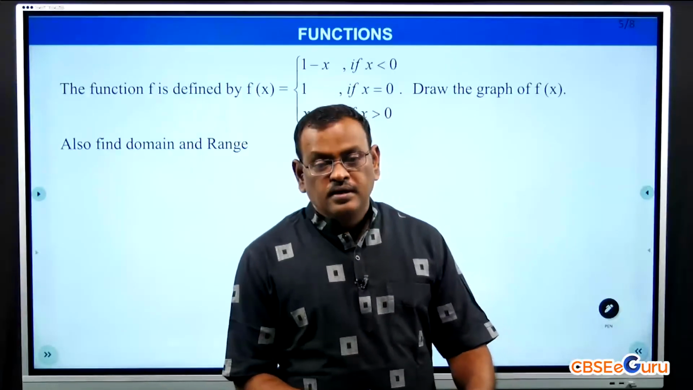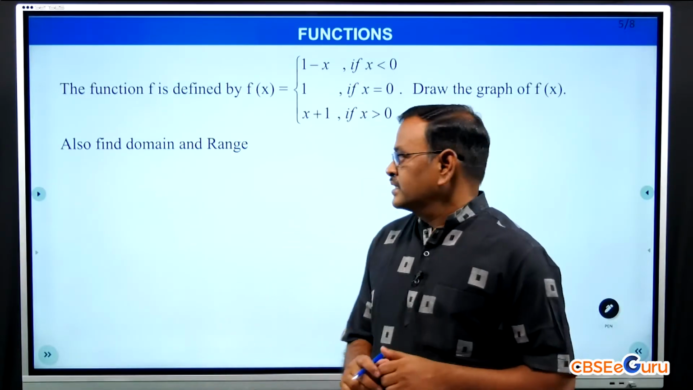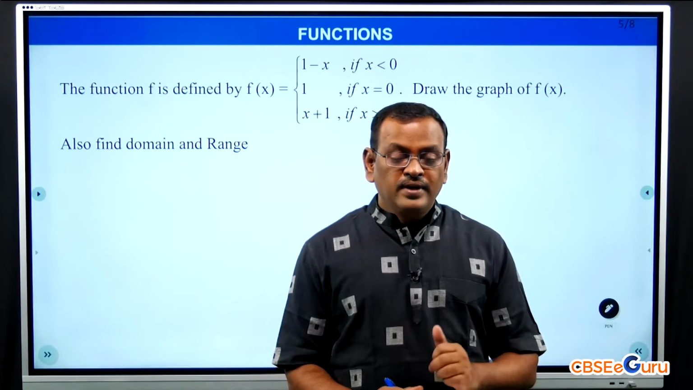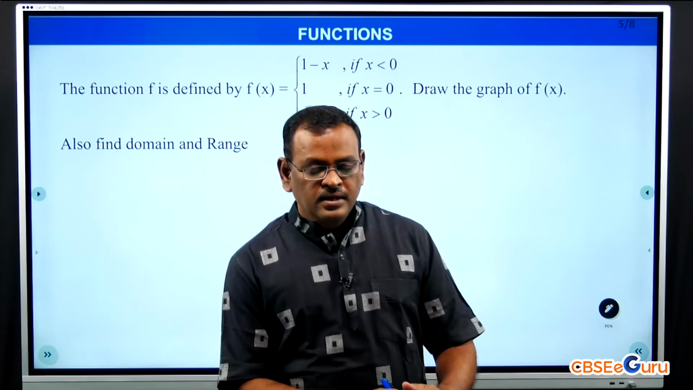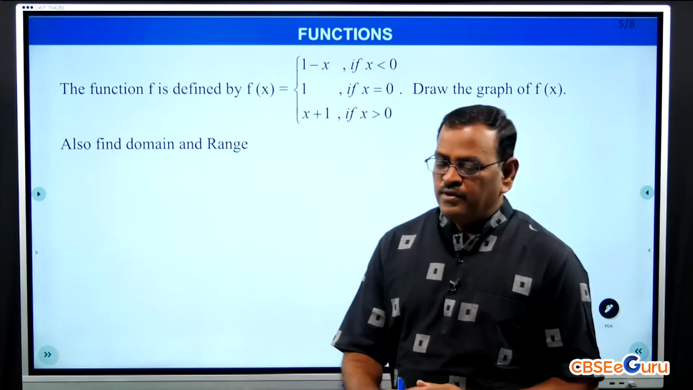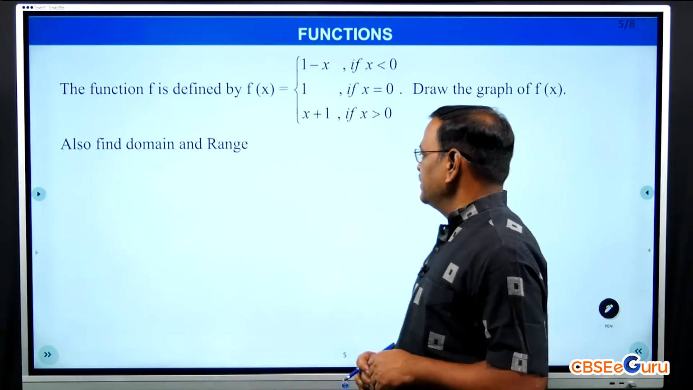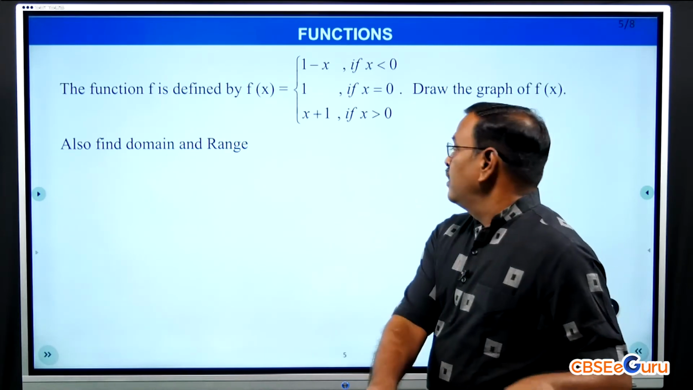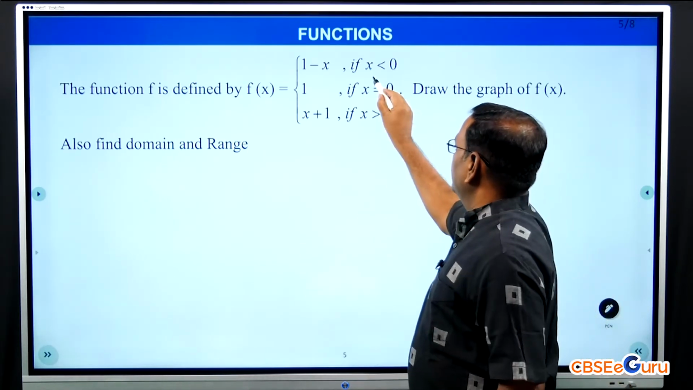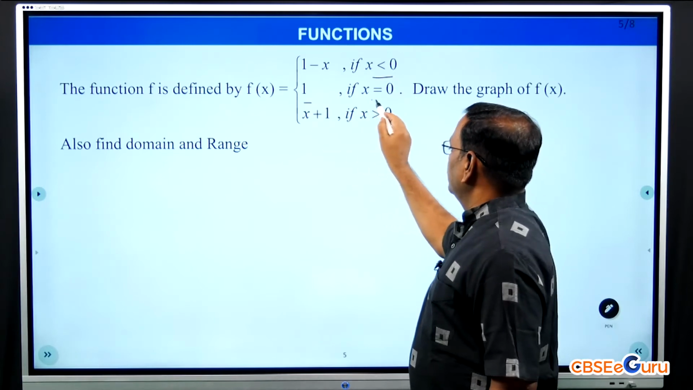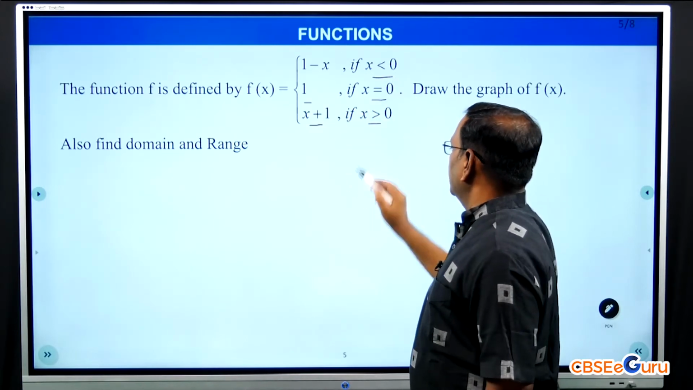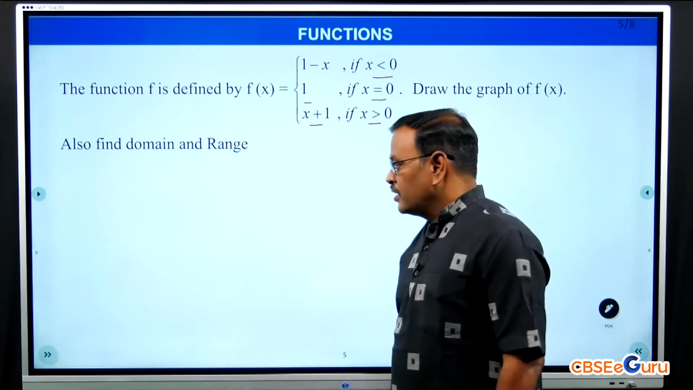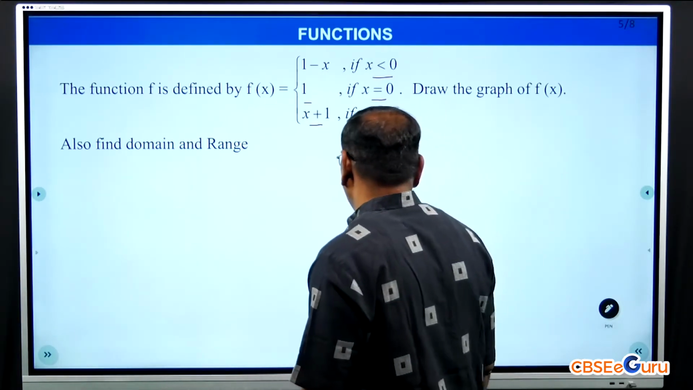Hello students, this problem is an example for step function, and this is one of the very important sums for your very large answer type, that is section C, section D questions. A function is defined by f of x equal to 1 minus x when x is less than 0, 1 when x equal to 0, and x plus 1 when x is greater than 0. Draw the graph, and also find the domain and range.